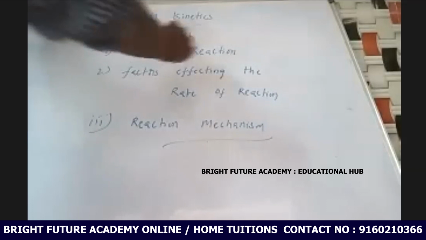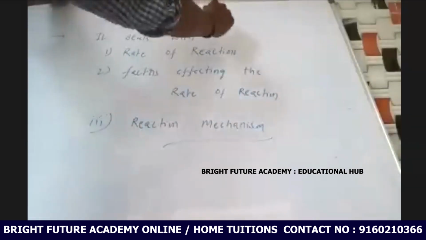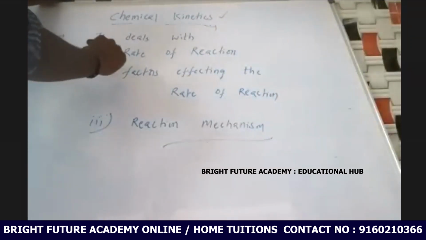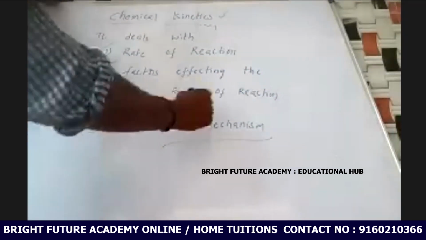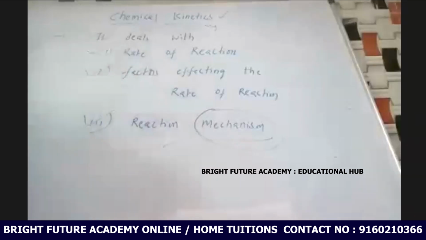Here, chemical kinetics is a branch of physical chemistry. It explains the rate of reaction, factors affecting the rate of reaction, and the process, nothing but the mechanism of the reaction. Okay, so one by one we discuss. First of all, rate of reaction. What is the definition of rate of reaction?